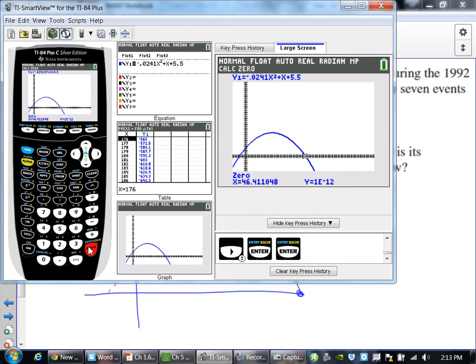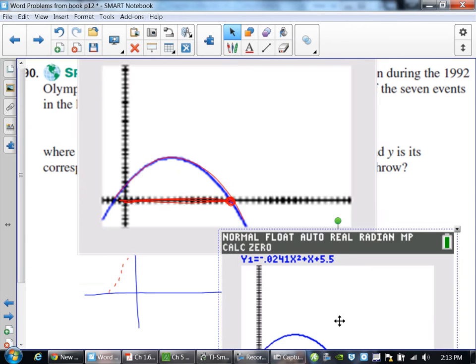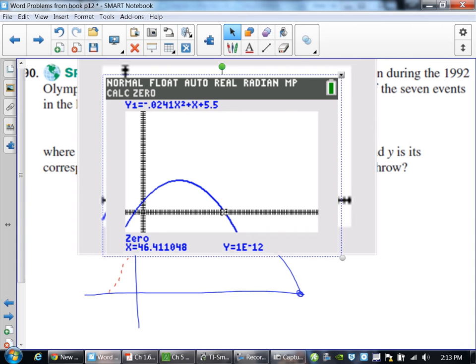Now, in this case here, this 1 e to the negative 12 means 0.000000000001, I think. Or maybe 1 less 0. It basically means 0. Okay? Your value of x is 46.41 feet. She threw the shot put 46.41. I think it's in feet, right? Yeah. Feet. That's all it's doing for you. The buttons do it.